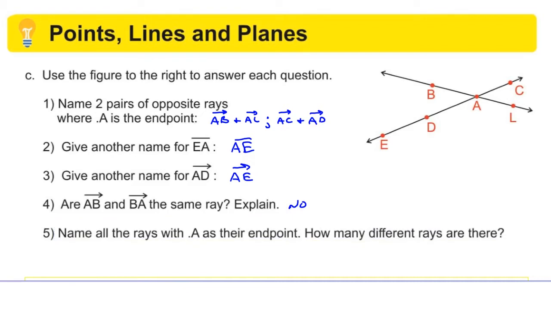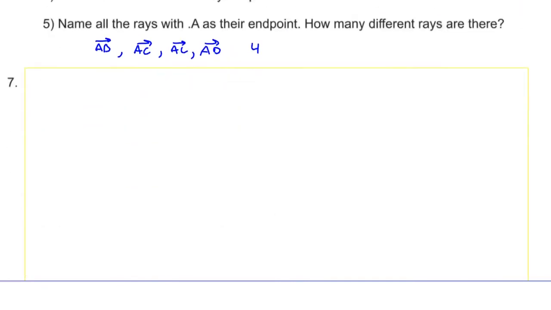Name all the rays with point A as their endpoint. How many different rays are there? Okay, so I hope you look and see that there are 4 different rays, right? So again, we have ray AB, we have ray AC, we have ray AL, and once again, 2 ways to name the same ray, but it's ray AD or it's ray AE. It's the same ray. So how many different ones are there? There are 4 different rays with A as their endpoint.